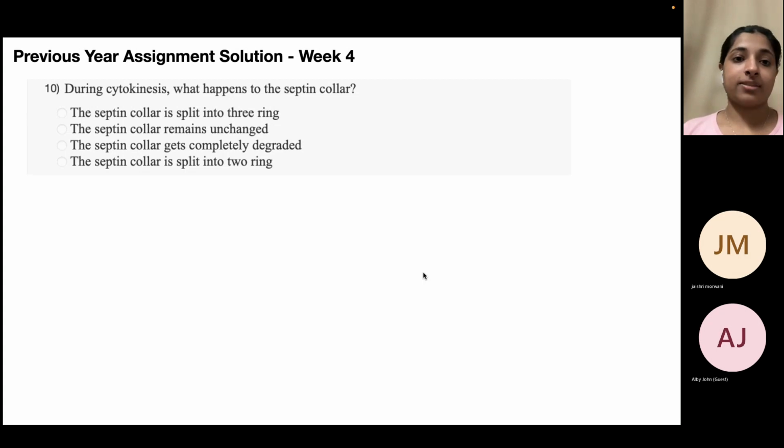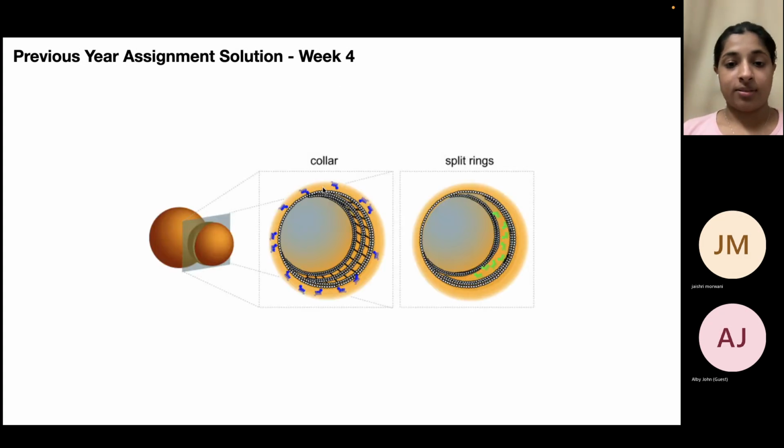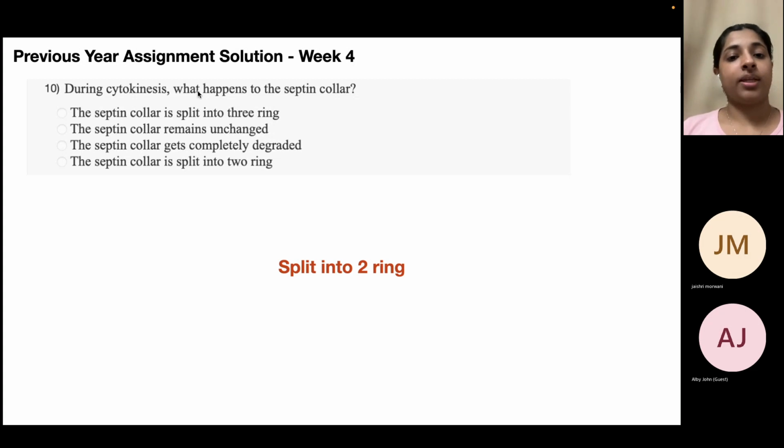The next question, the final question of the assignment, was: during cytokinesis, what actually happens to the septin collar? Now, the septin collar is present in budding yeast, wherein there is initially a collar of septin proteins, and then later this ring is split into two, and here is where actin and myosin proteins will accumulate and form the contractile ring, which will help in cytokinesis. So the answer to this question would be that the septin collar is split into two so that there is actin myosin accumulation between these two rings.